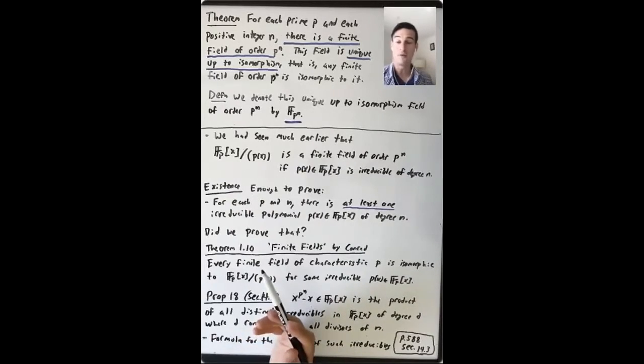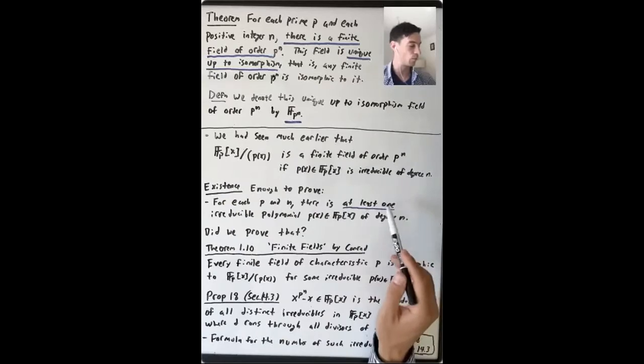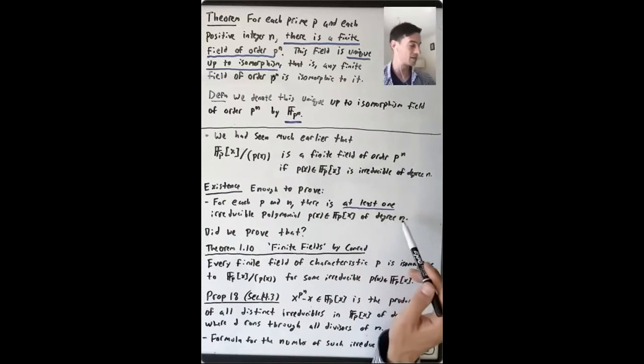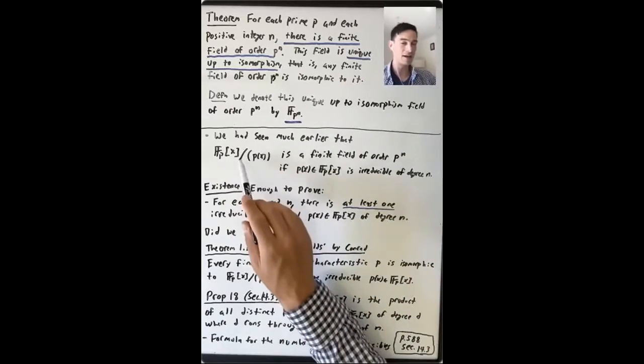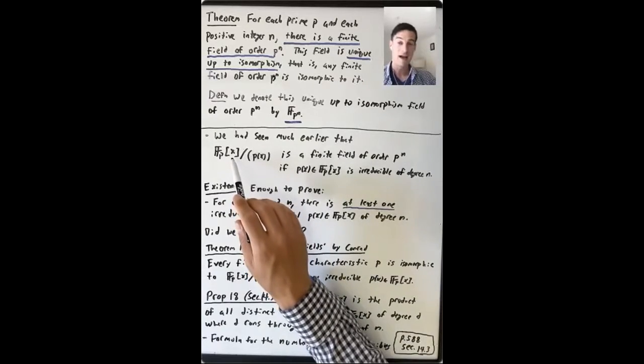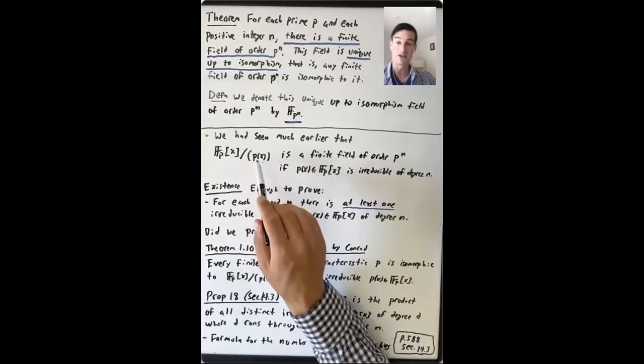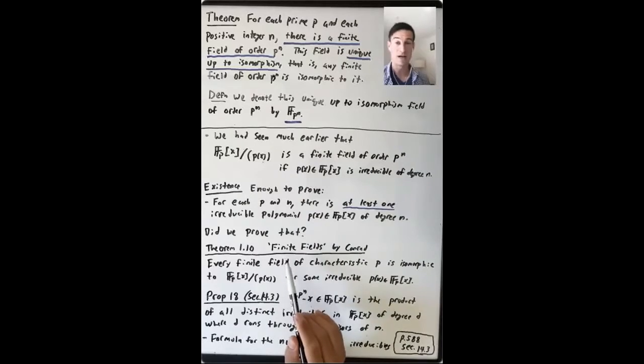Now we know that there exists a finite field of order p to the n for each p and n. So did we prove that there's always at least one irreducible polynomial in F_p[x] of degree n? Not so clear, because it's not clear that every finite field of order p to the n is isomorphic to F_p[x] mod the ideal generated by some irreducible polynomial. But that's something that you can prove, and that we could have proven a long time ago, but we didn't.